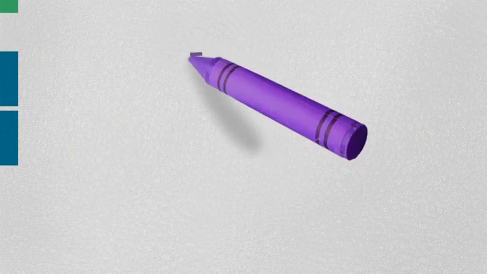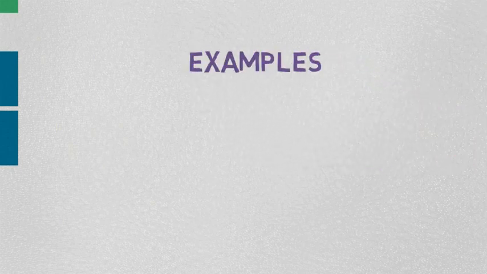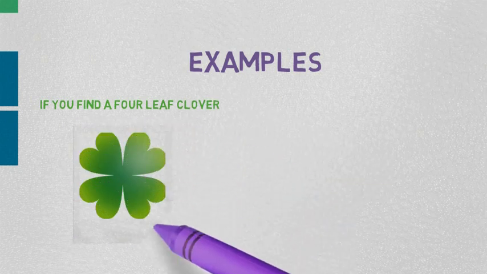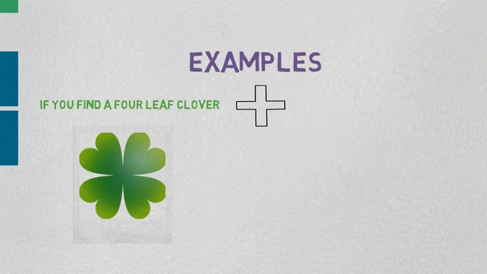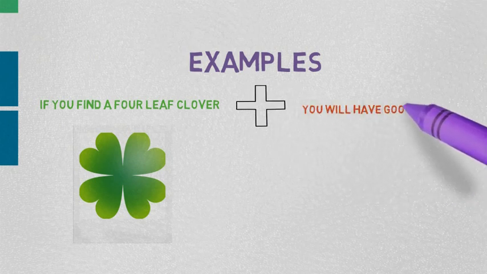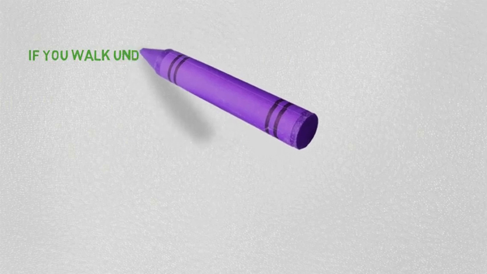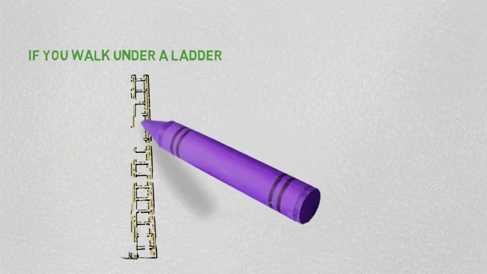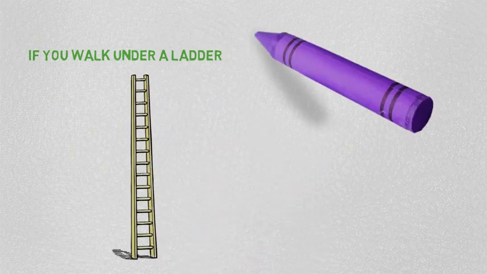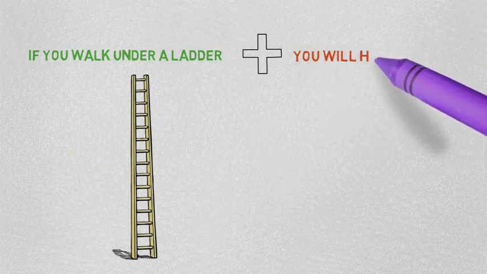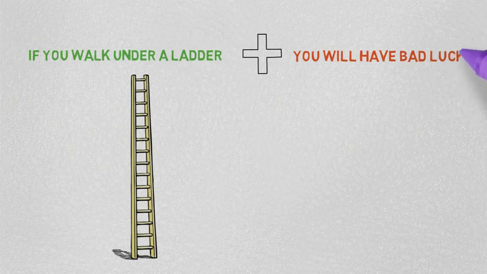Examples: If you find a 4-leaf clover, you will have good luck. Or if you walk under a ladder, you will have bad luck.